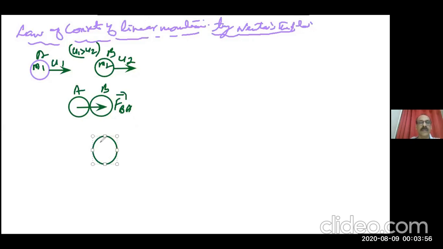Now B is M2. Its velocity becomes V2. Similarly, the momentum of M1 also will change because it gets a reaction, an equal reaction. That is M1, this becomes V1, and they may travel again in the same direction. Anyway, it can travel. I told you this example.